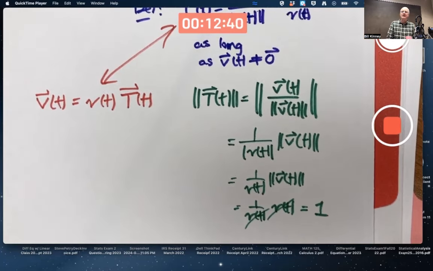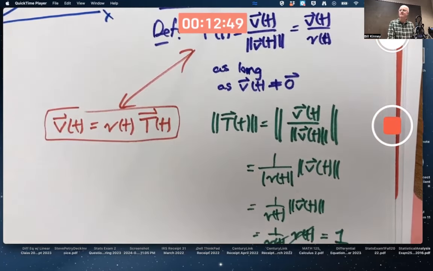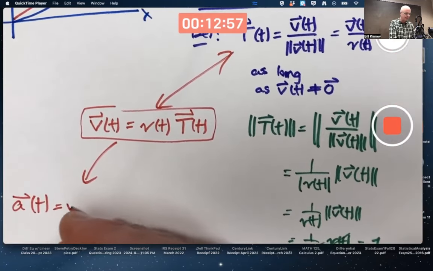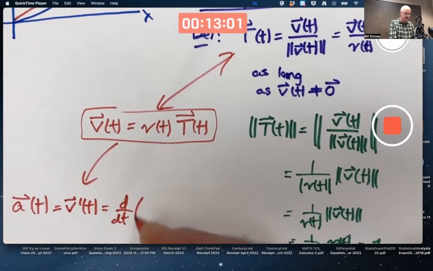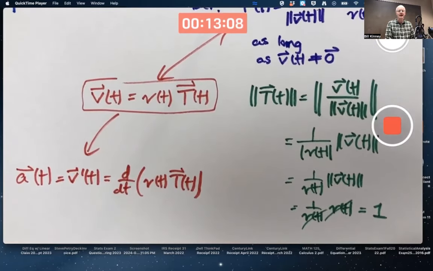But to get toward our goal here of understanding the acceleration vector, what we want to do now is differentiate both sides of this. The acceleration vector is the derivative of the velocity vector, which better be the derivative with respect to t of the right-hand side, the speed times the unit tangent vector. And boy, that should feel like I need to use a product rule there, doesn't it? Yeah, use a product rule there.